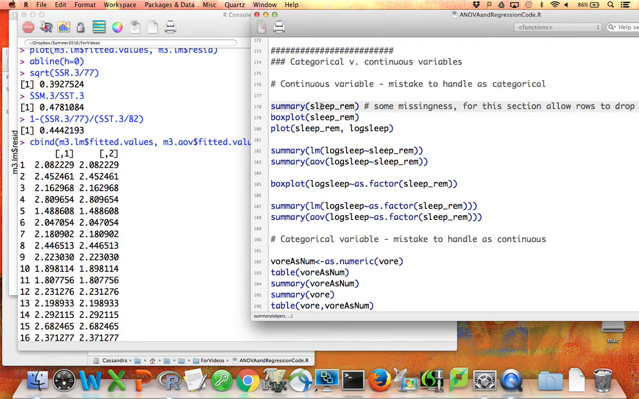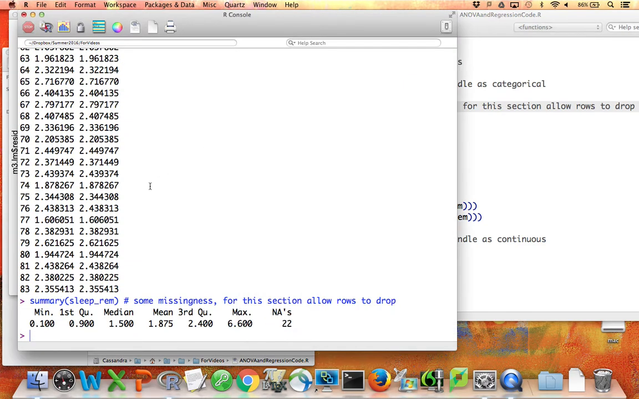So this is the REM sleep variable, and I'll summarize it here. You can see that it's NA for 22 of the animals in this data set. So we're going to allow some rows to drop as we go through this small part of the tutorial. That's fine. Those 22 rows will drop out, and I don't have any compelling reason to deal with that here because we're not trying to actually interpret these models. We're just trying to illustrate how regression and ANOVA relate. So okay, you can see this is a continuous variable, right? You can take the mean of it, etc.